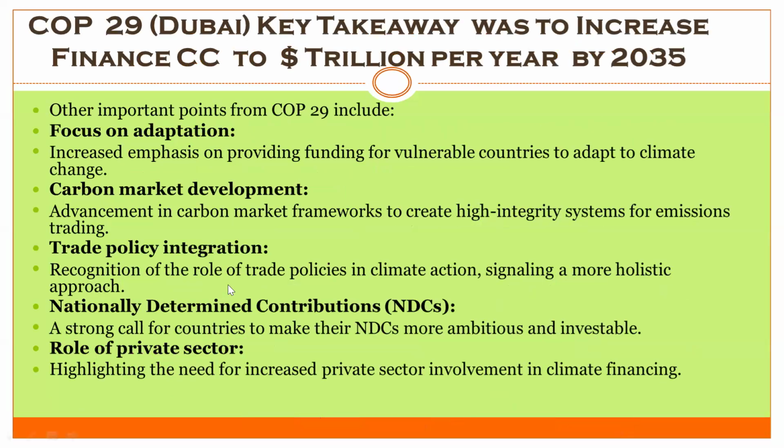COP29 Dubai key takeaway was to increase finance to climate change, adaptation and mitigation. The cost has been calculated as 1 trillion per year. Other important points from COP29 include focus on adaptation, increase emphasis on providing funding for vulnerable countries to adapt to climate change.